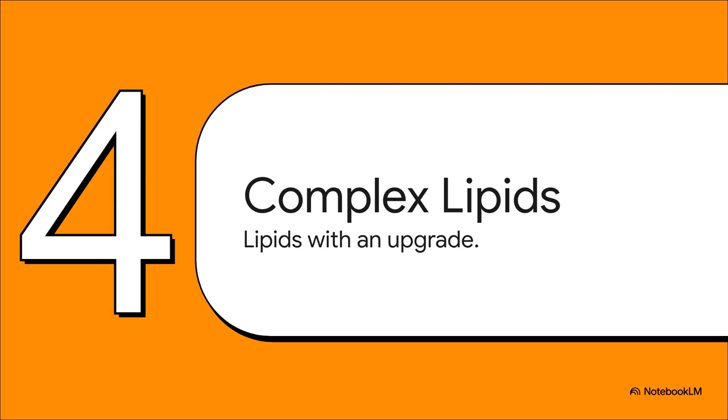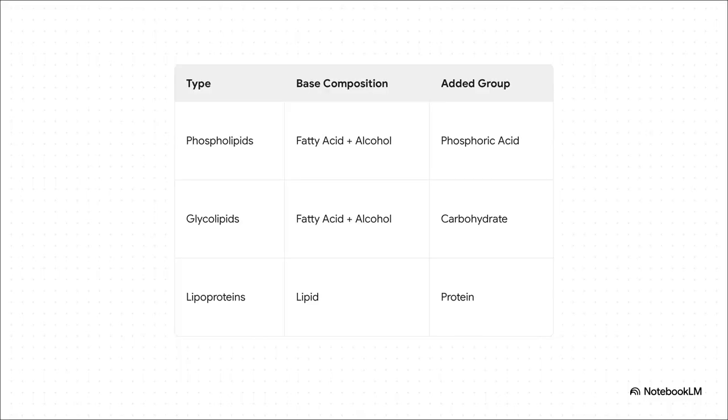All right, we've got this simple foundation down. So what happens when you take one of those simple lipids and you give it an upgrade? You bolt on an extra part. Well, that's when you get our second category, the complex lipids. This chart lays it out perfectly. You start with that simple lipid base of fatty acid and alcohol, and then you just add one more thing. If you add a phosphate group, boom, you've got a phospholipid. If you add a carbohydrate, it becomes a glycolipid. And if you attach a protein, you get a lipoprotein. That one little addition completely changes its job.